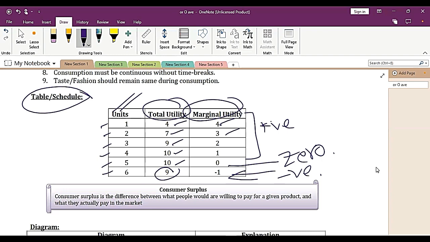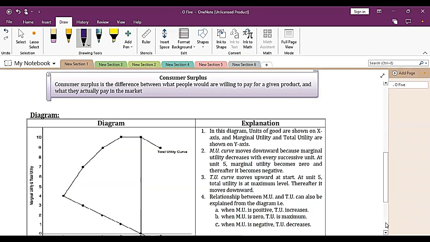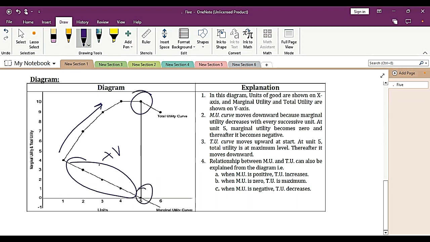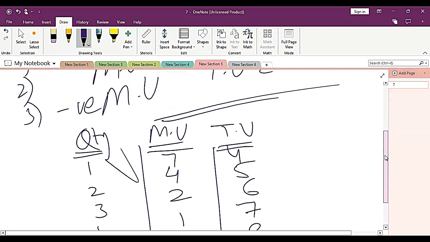Let's make a diagram. The diagram shows the relationship between marginal utility and total utility: total utility is increasing when marginal utility is positive. When total utility is maximum, marginal utility is 0. And total utility starts decreasing when marginal utility becomes negative. So this is the relationship that we have studied in this class.